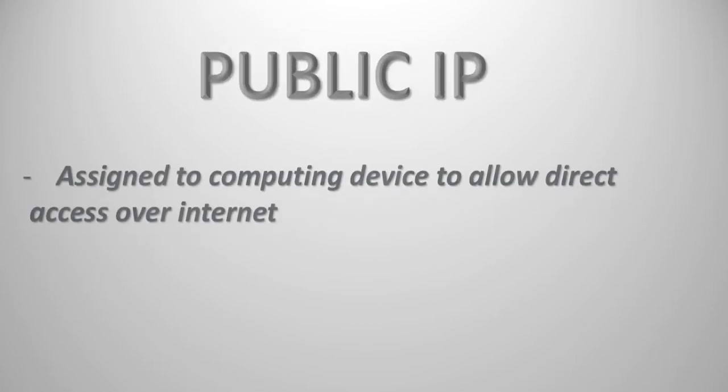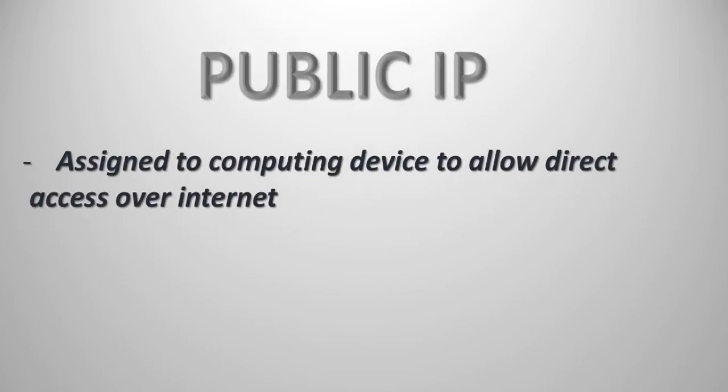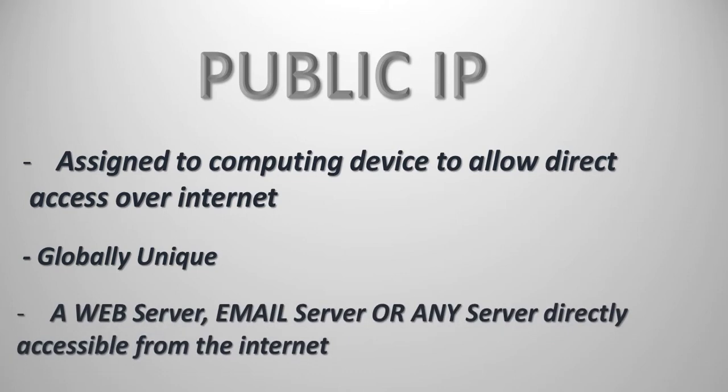A public IP address is an address that can be accessed over the internet. For example, a postal address that is used to deliver postal mail to your home is unique. Similarly, a public IP address is a globally unique IP address that is assigned to computing devices. For example, a web server, an email server, or any server which is directly accessible from the internet is a candidate for a public IP address.